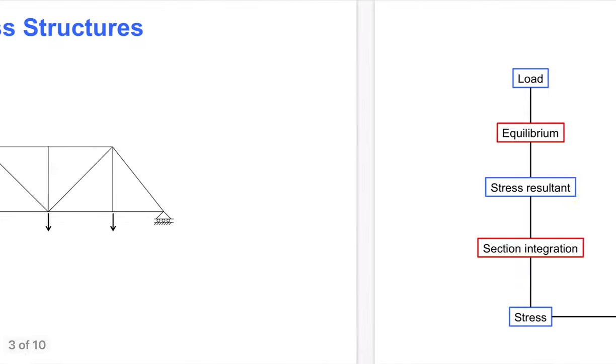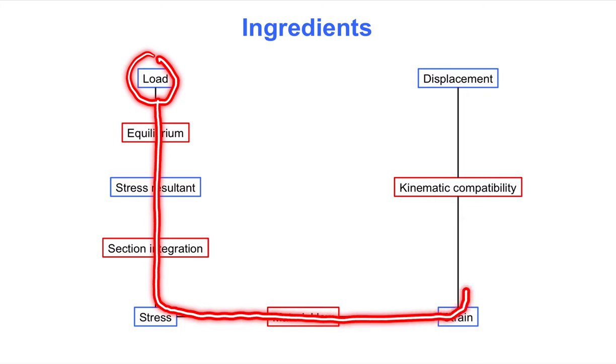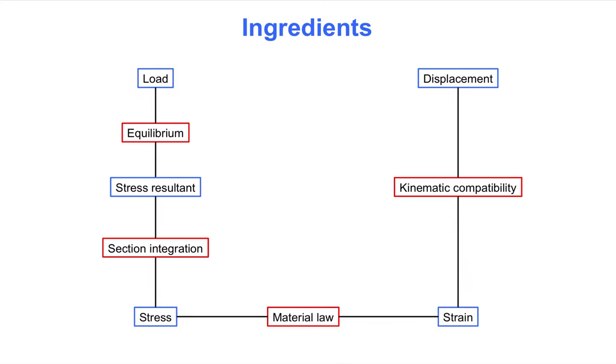We have already seen in another video that a structural member is a mathematical boundary value problem. The boundary value problems for longitudinal type members have the following ingredients: external load, equilibrium between the load and a stress resultant, section integration equation to link the stress resultant with the stress, material law to link the stress with the strain, followed by kinematic compatibility to relate the strain at a point with the global displacement. Those equations are established in this video for a truss member.